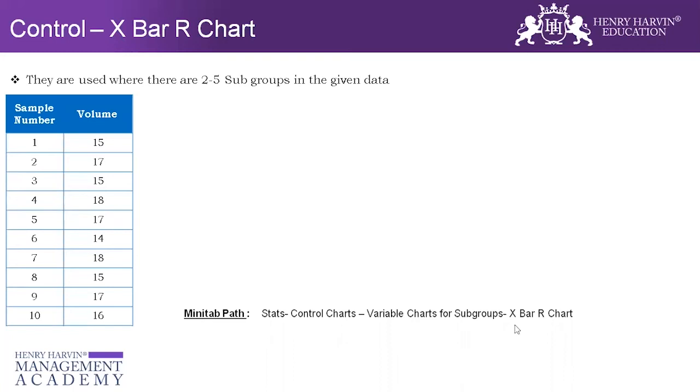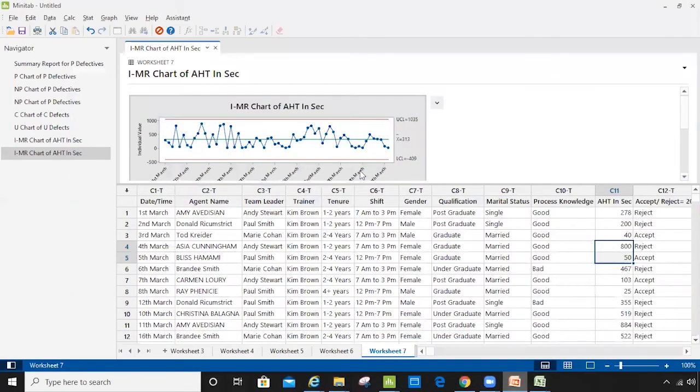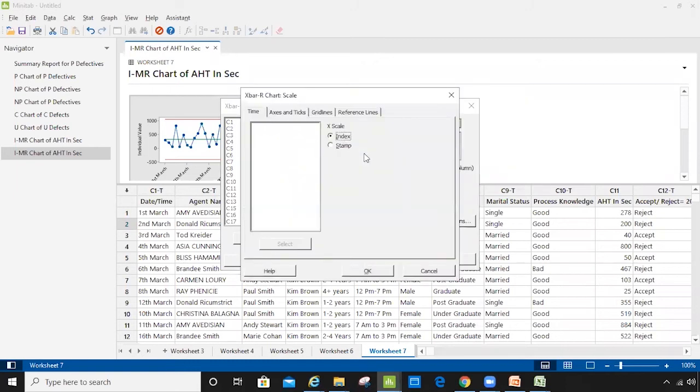Let's say I have the same data and I want to use an X bar R chart. I go to Stats, then Control Charts. Earlier I was using Variable Charts for Individuals. Now I'll go to Variable Charts for Subgroups. In subgroup sizes, I can mention 3, as I want to look at a subgroup size of 3. Click on OK.